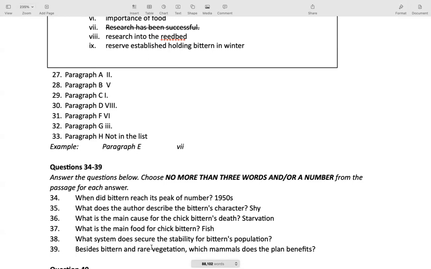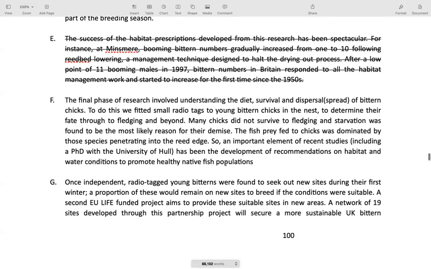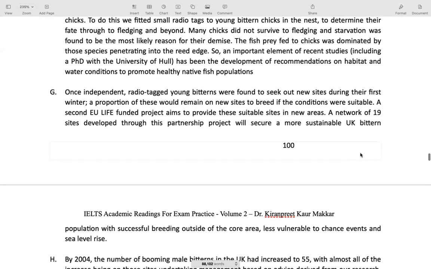Okay. What system does secure the stability of the bittern's population? So they have a system because of which there's stability of the bittern's population. Let's find out that system. We're going to look in G, H, and I paragraphs. Let's first look at G. Stability in their population. What system? Radio tag? No. Another system. Stability is written where in that line? The G paragraph, at the last: the partnership project.